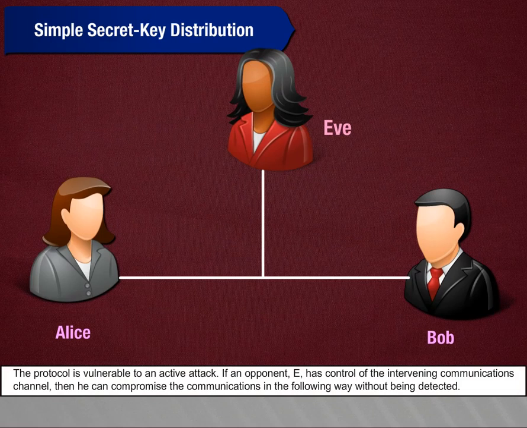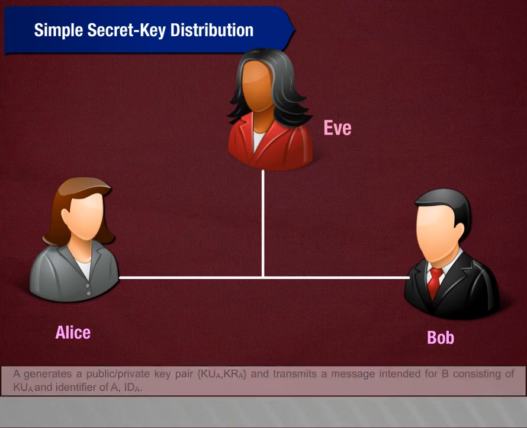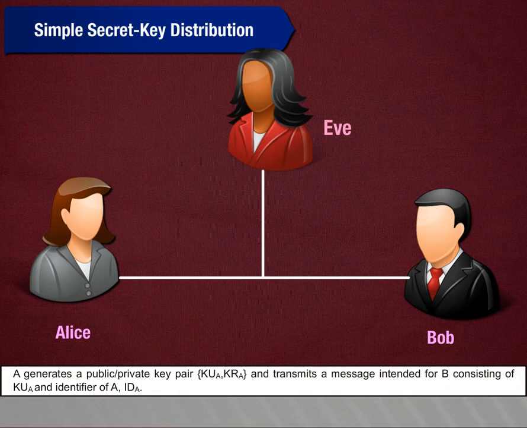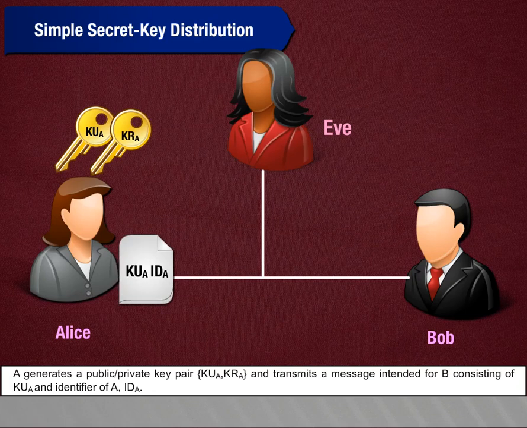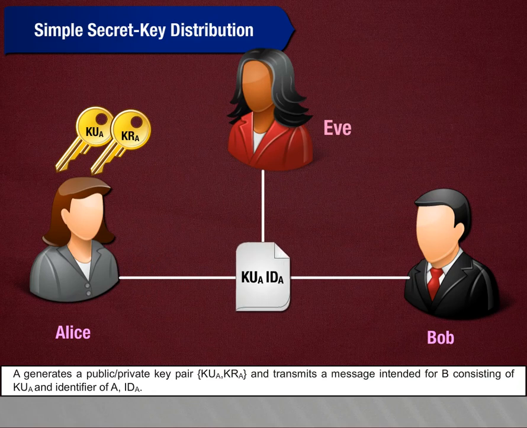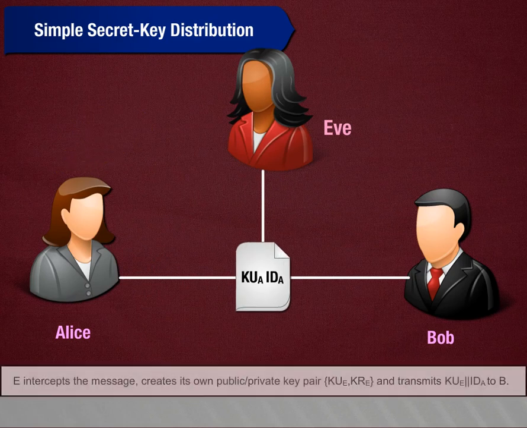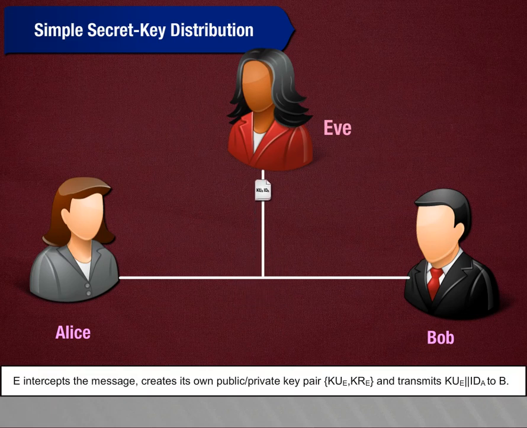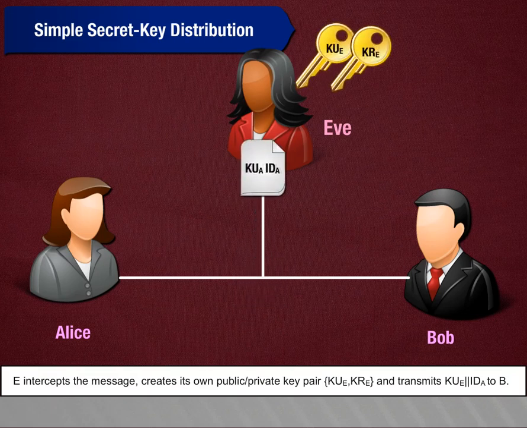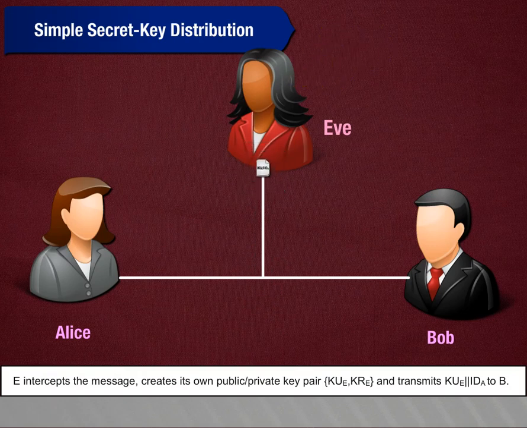If an opponent E has control of the intervening communications channel, then he can compromise the communications in the following way without being detected. A generates a public or private key pair, that is KUA, KRA, and transmits a message intended for B consisting of KUA and identifier of A, IDA. E intercepts the message, creates its own public or private key pair KUE, KRE, and transmits KUE concatenated with IDA to B.